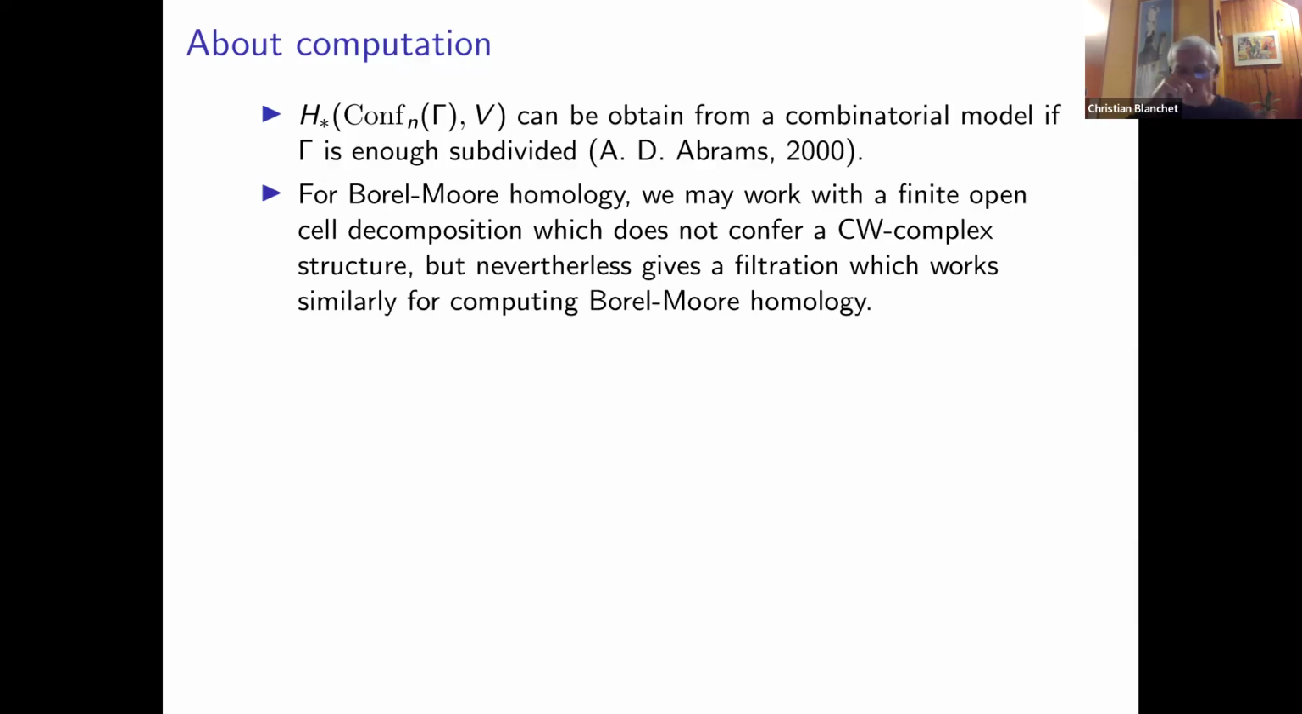Borel-Moore one. And in fact, for Borel-Moore, it's even easier because we may work with a finite open cell decomposition, which does not confer a CW complex structure, but nevertheless gives a filtration which works similarly for computing Borel-Moore homology. So you should think that, if I'm very brief, you can get Borel-Moore homology as CW complex homology with a slight modification of the CW complex structure where you take open cells.